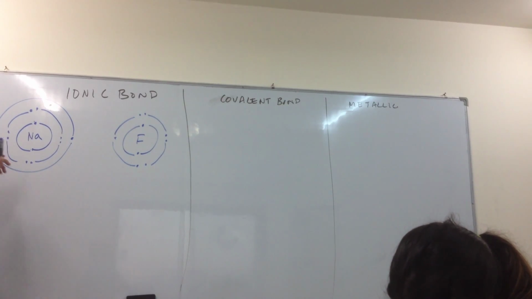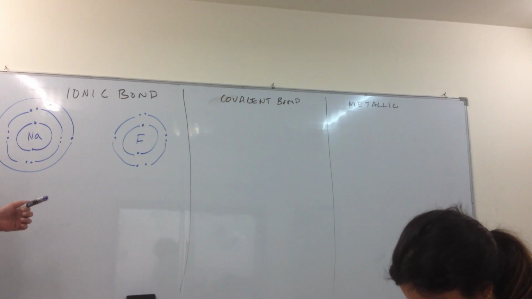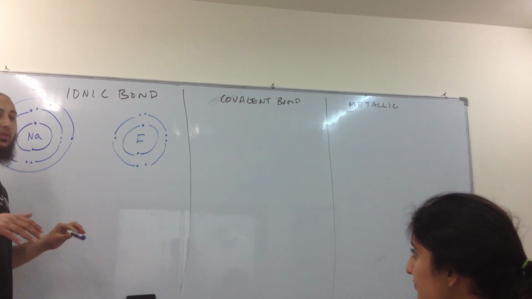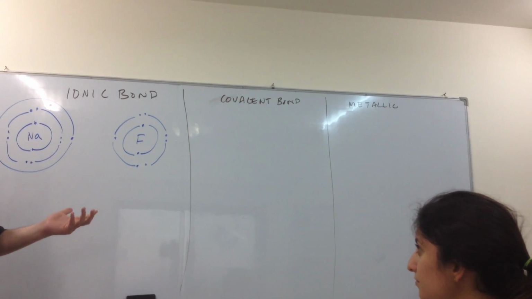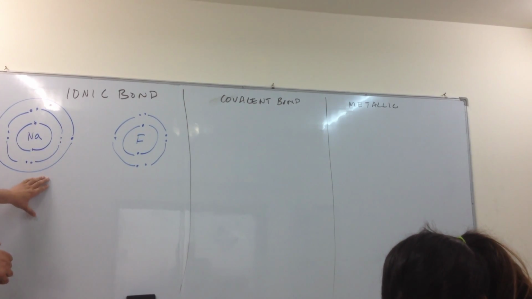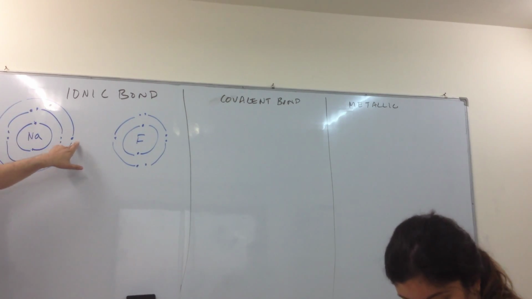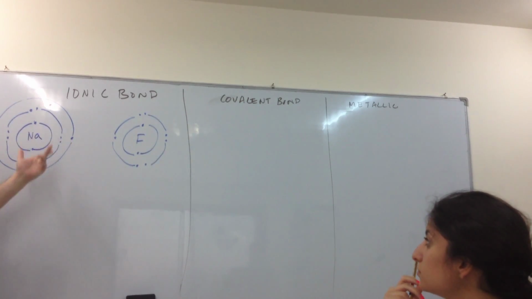So, what is the octet rule, real quick? Octet rule. Have 8 electrons. Yes, every atom wants to have a full outer shell. So there's two ways you can do it, at least for sodium, right? For sodium, it can either try to gain 7 electrons or lose this one. What's easier? To lose one.